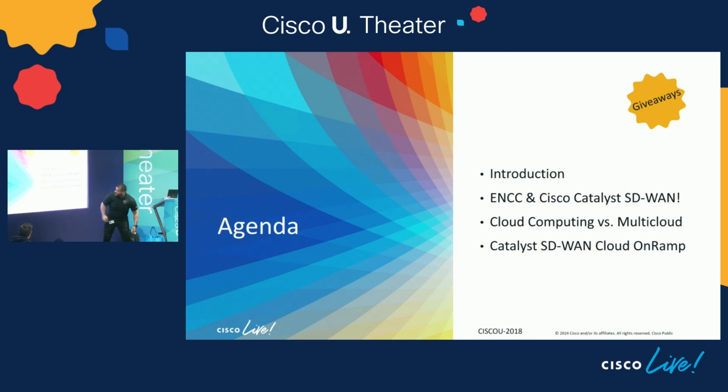All right. So we're going to be talking about ENCC, that new certificate, and its relationship to SD-WAN. We're also going to be talking a little bit about cloud computing and what it has to do with multi-cloud. The terminologies seem a little bit similar, so we need to differentiate between these two. And then we'll dive deeper into Catalyst SD-WAN because there is something very specific related to cloud over there in that product, which is called Cloud on RAM. So here we go.